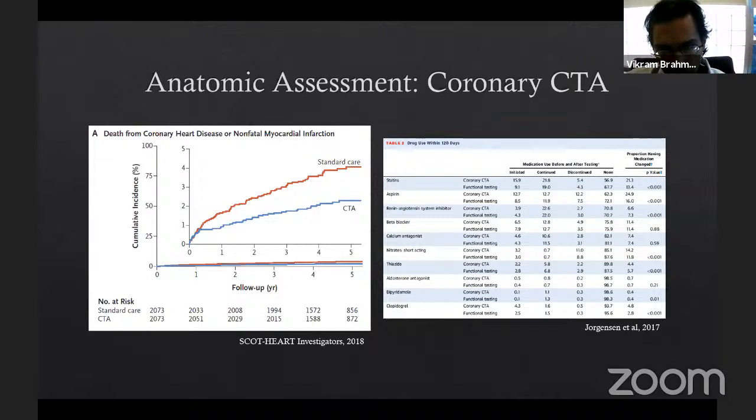And we're seeing with the UK NICE guidelines, and then the NHS is now adopting FFRCT to add a functional portion to the CT exam. And even large payers in the United States are now catching on. So Cigna and United have really pushed for a CT strategy first as well.